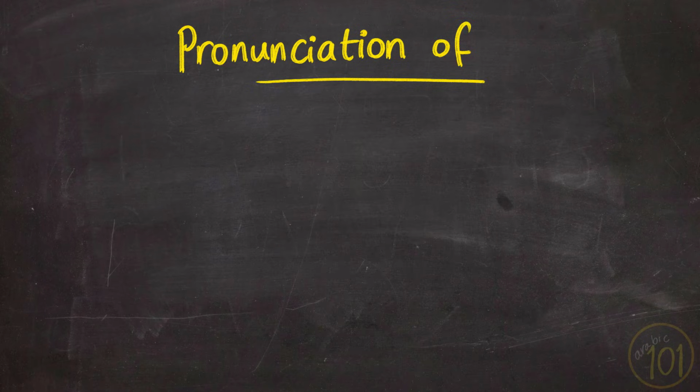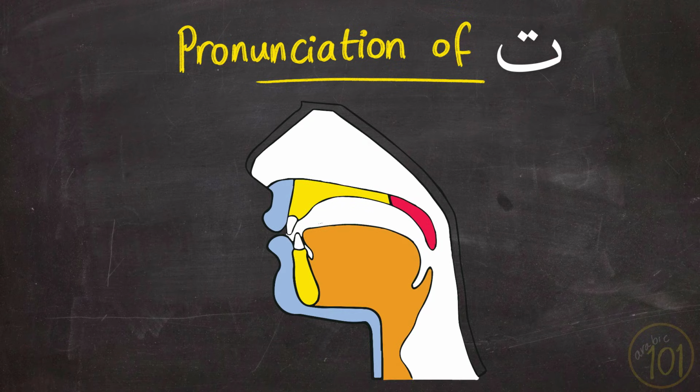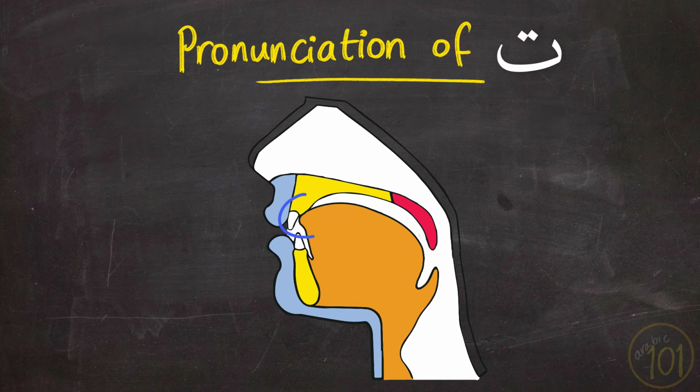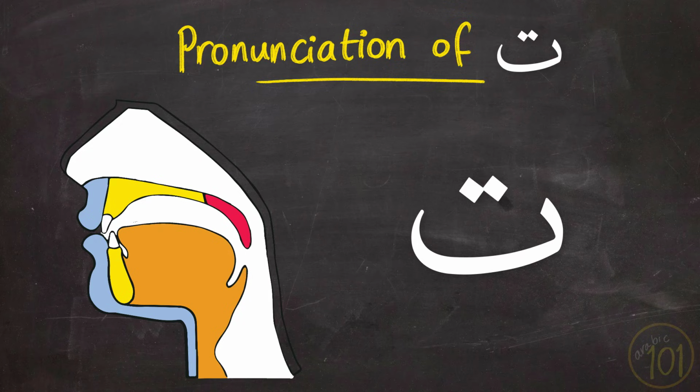Now, moving on to ta. Ta is produced from the exact same position, so the tip of the tongue is also pressing against the alveolar ridge behind the upper front teeth. But the difference is the back of the tongue, which is lowered, as you can see, indicating that this is an empty mouth letter. At, at, at.